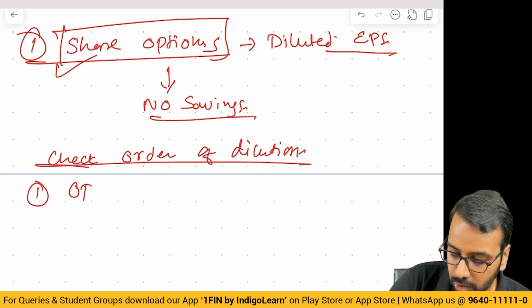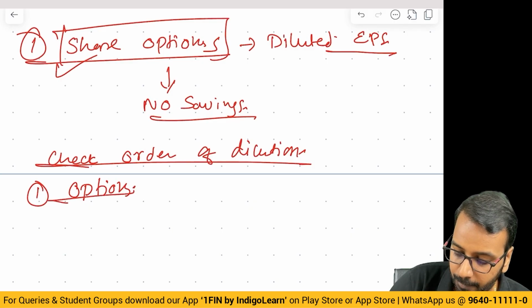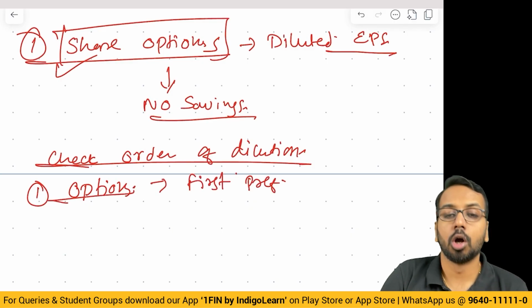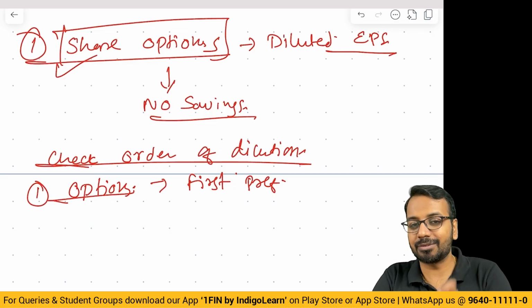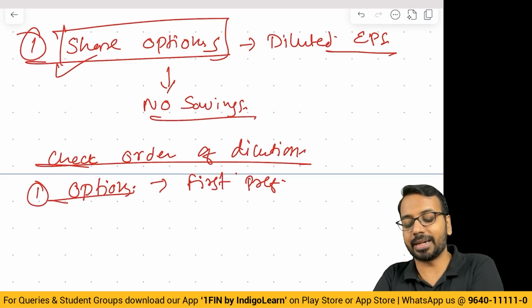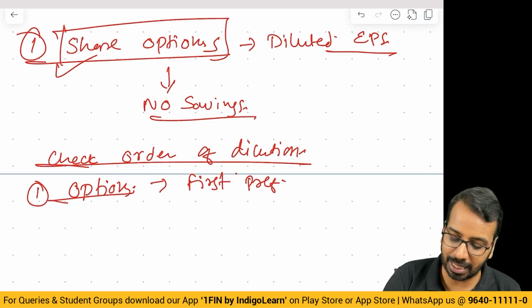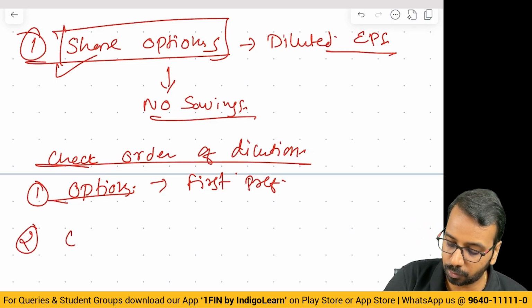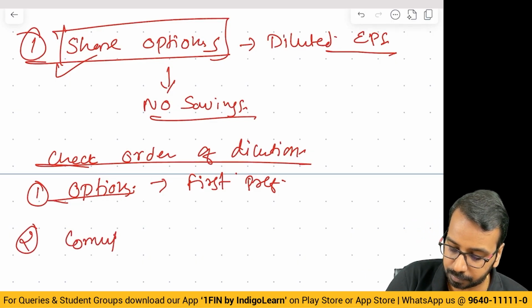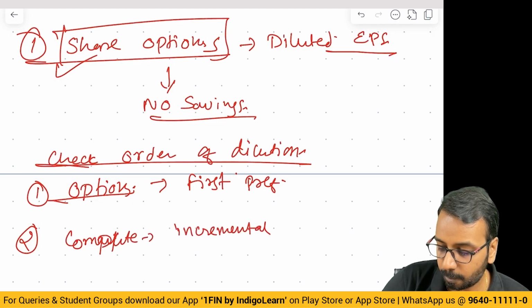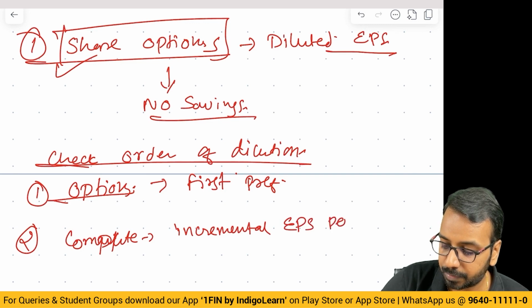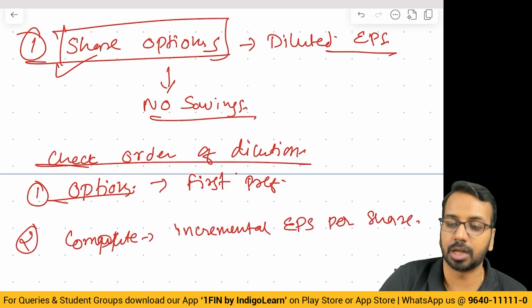First, if there are any options, this is the first thing. It is first because in case of options there is no savings, we will give some shares for free, and to that extent it will be diluted. Okay. Then after that, what you do? You compute incremental EPS per share. What do I mean by that?